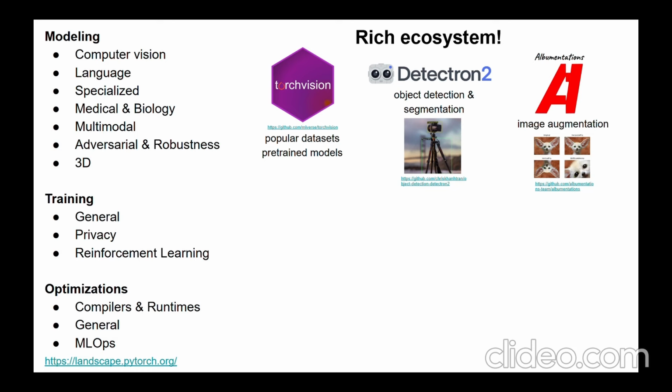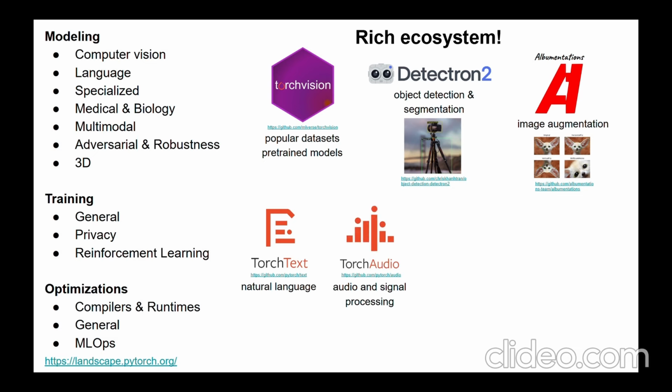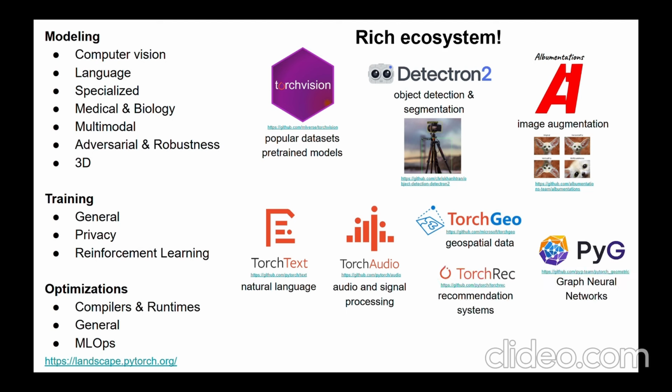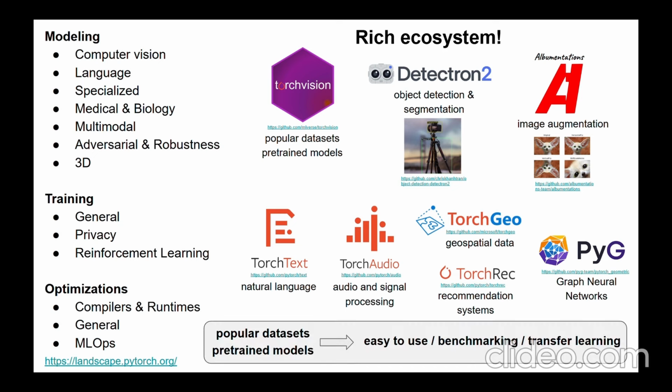For the NLP domain, you can find TorchText for natural language processing, Torchaudio for audio and signal processing, TorchGeo for working with geospatial data, and TorchRec for recommendation systems. And PyTorch Geometric is very powerful for graph neural networks. These tools come with popular datasets and pre-trained models, making it easier to benchmark, prototype, or apply transfer learning to your custom problems.